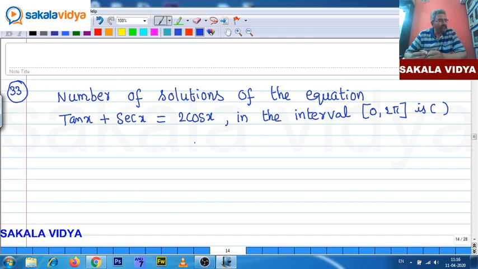Rakesh, I will explain once again also, don't worry. First option is 0, second option is 1, third option is 2, fourth option is 3.